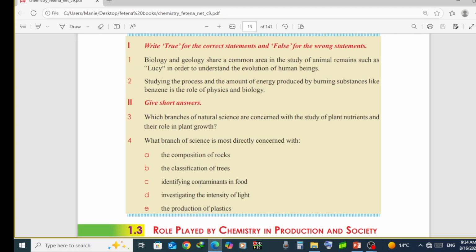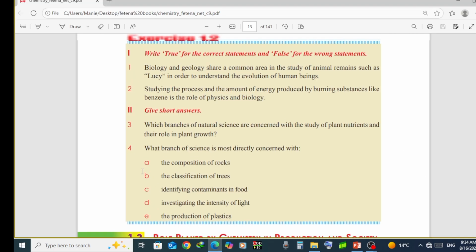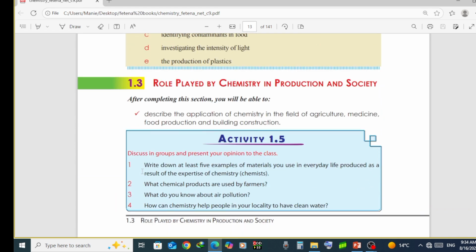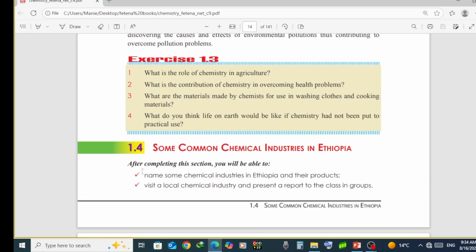Okay, that's all about exercise 1.2. Now let's go to exercise 1.3. In exercise 1.3, we have 4 questions. The first one is, what is the role of chemistry in agriculture?